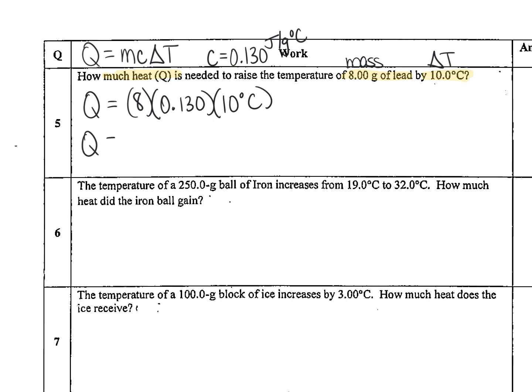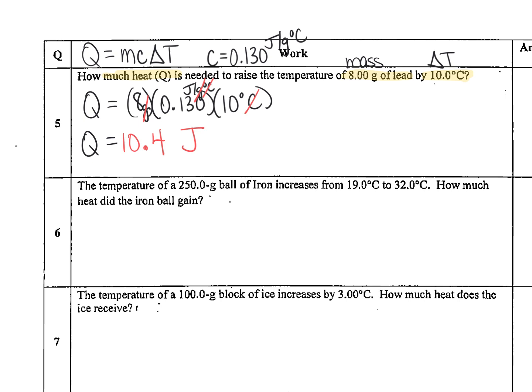Remember that Q is in joules, because we've got grams and then we've got joules per gram degrees Celsius. So what ends up happening is that grams and grams cancel, degrees Celsius and degrees Celsius cancels. So our unit is going to be J, joules, for our Q. So you should get an answer when you plug that into your calculator of 10.4 joules.